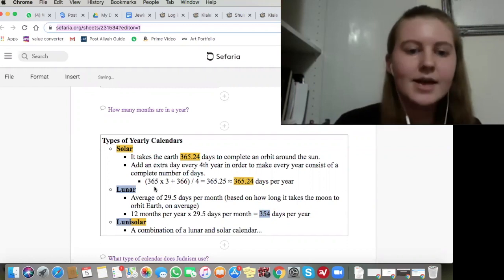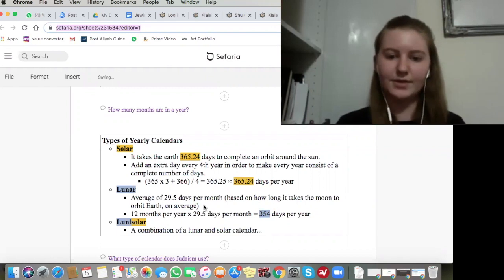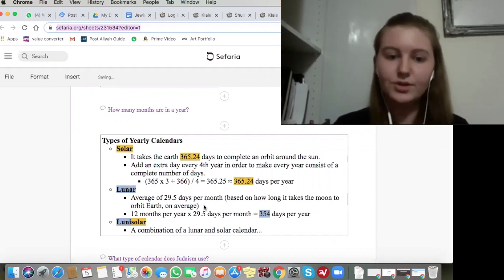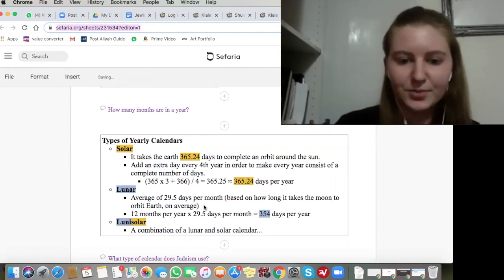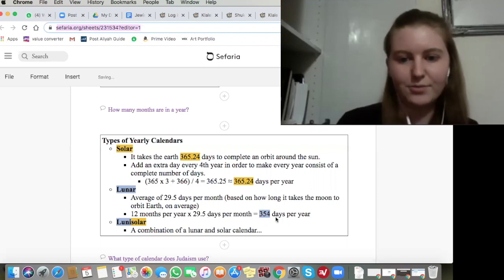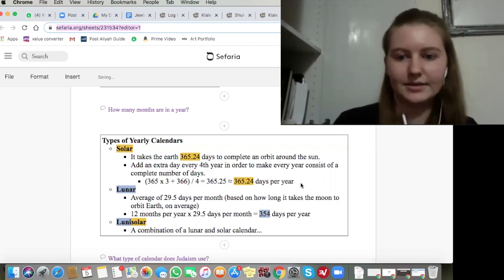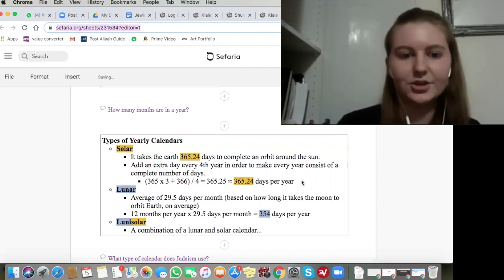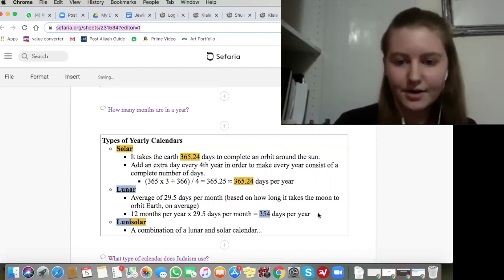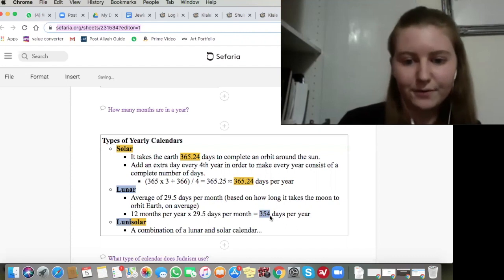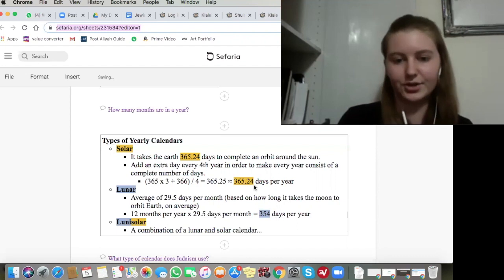There's also a completely lunar year, where the length of the months is determined based on how long it takes the moon to orbit Earth on average. So that's 29.5 days. And if there's 12 months per year times 29.5 days per month, that would be 354 days per year. So we know that the seasons are determined based on the solar year. So if you have a completely lunar calendar, you're going to be off because there's 354 days, but there's 365 days in a solar year. So you're off by 11 days.